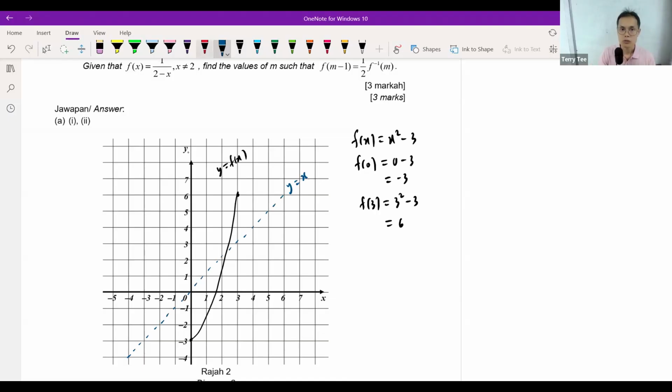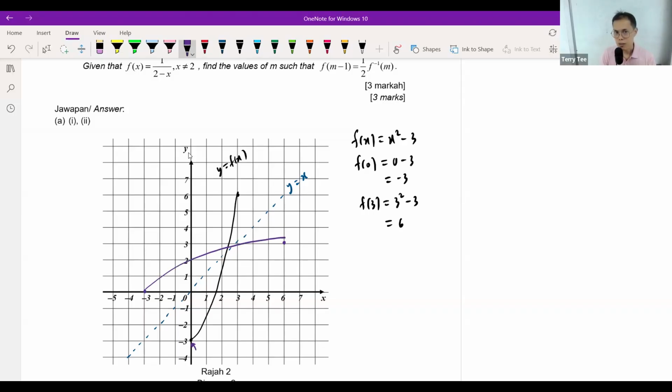Now I'm going to draw the inverse, which is a reflection along this line. So notice the negative 3, when you inverse 0, this is 0, minus 3. When you reflect it, it becomes minus 3, 0. It sits on the other end. And this is 3, 6 over here. When you reflect over, it becomes 6, 3. So we're going to draw a reflection. Just draw like that.